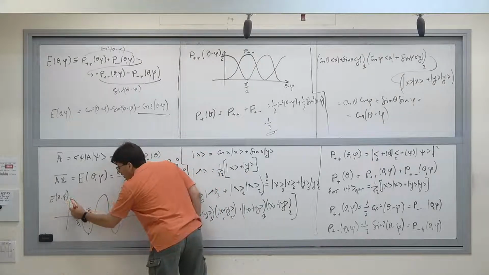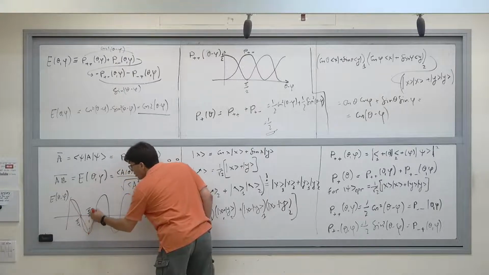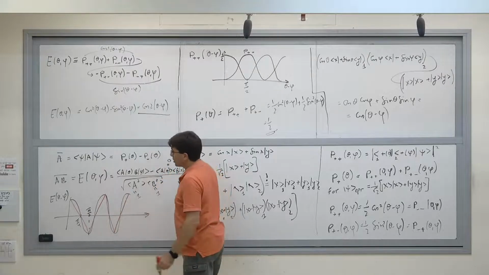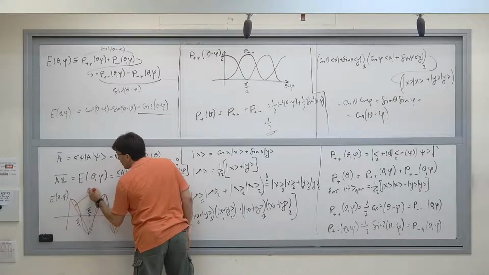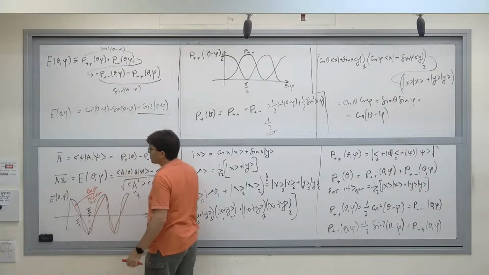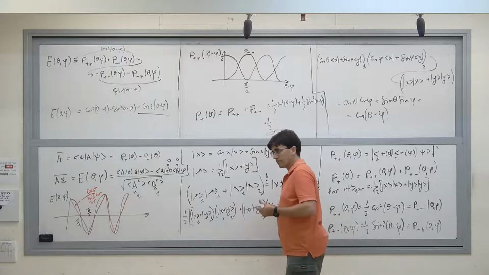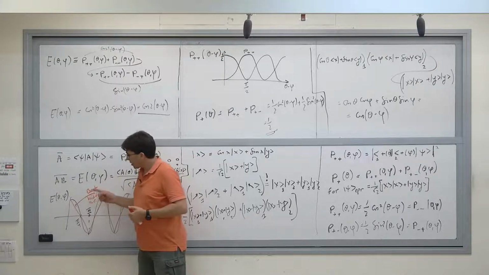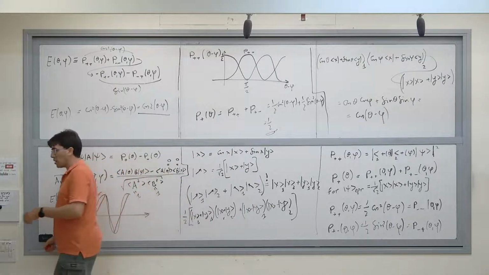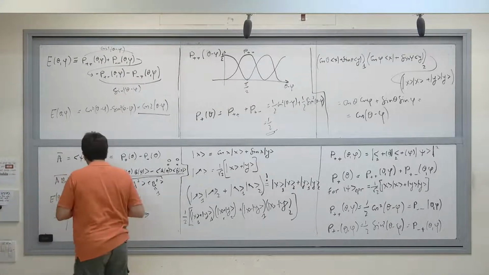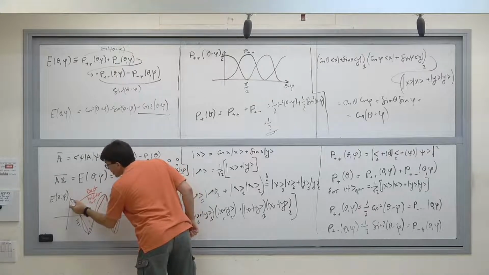But this is the best you could do classically. That's the best hidden variable you could think of. So you see, there's a violation, and the violation is largest here at pi over 8.